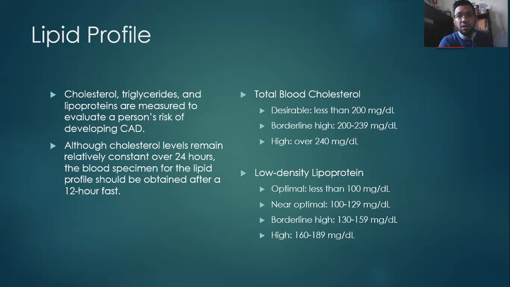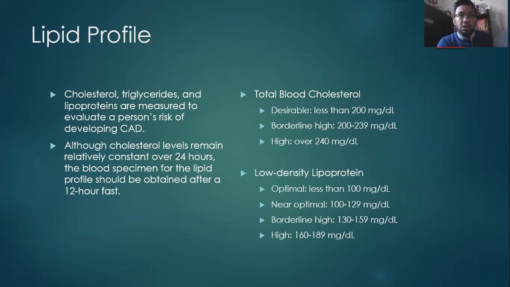Now let's go to low density lipoprotein. This is the bad cholesterol. Remember during your nutrition when we talk about LDLs: low, hell, bad; high, heaven, good. So we'll talk about low density lipoprotein here. The optimal level should be less than 100 milligrams per deciliter.